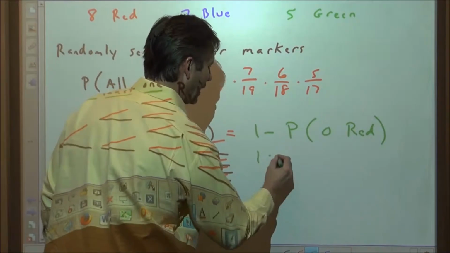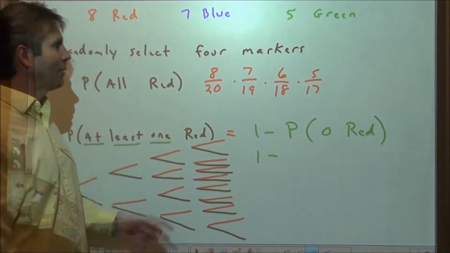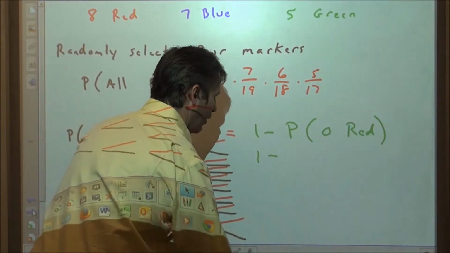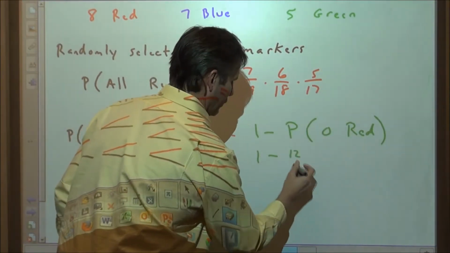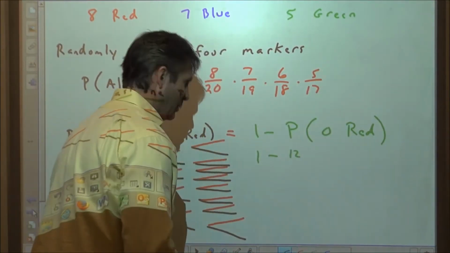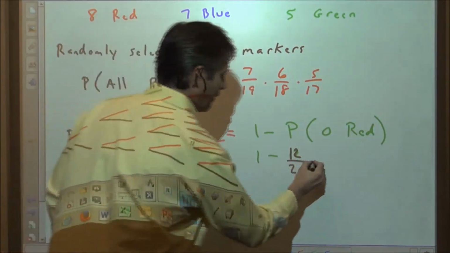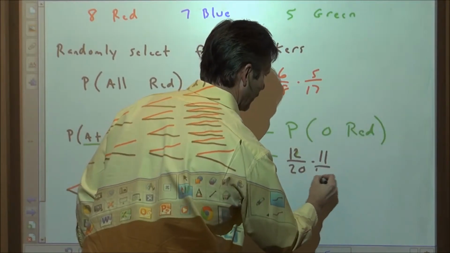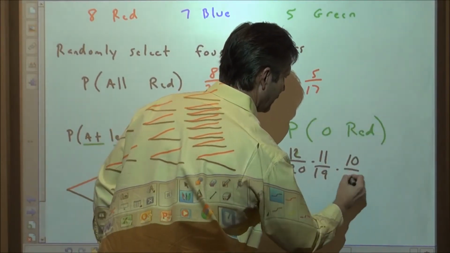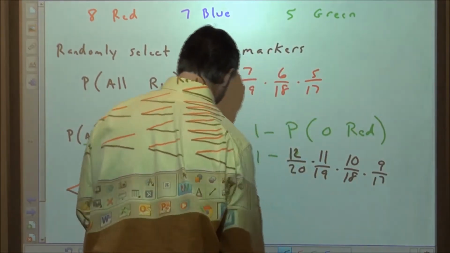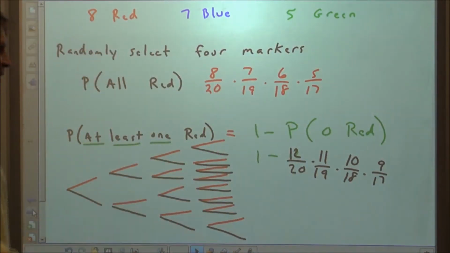So it'd be 1 minus the probability the first one's not red. If there's 8 red out of 20, it means that there are 12 markers out of the 20 that are not red. And then what's left on the second choice is 11 out of 19, then 10 out of 18, and then 9 out of 17. Now I might have gone through that a little quick, so let me just say this.